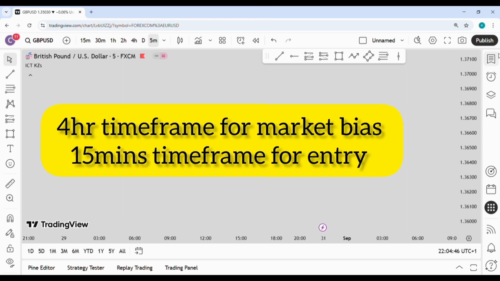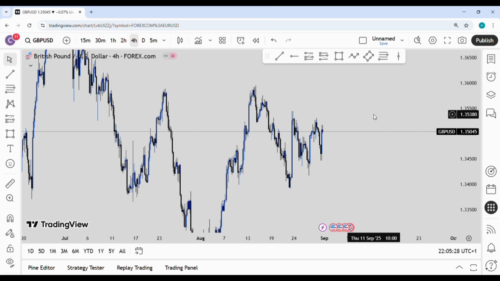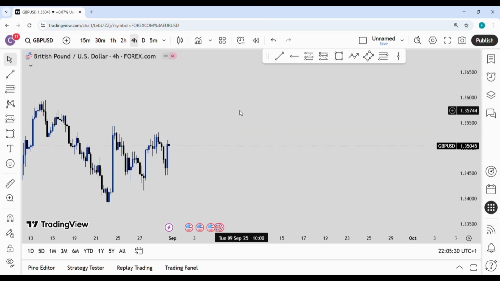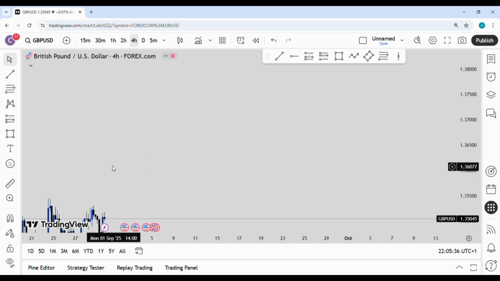So now this is GBP/USD. Let's go to our 4-hour time frame. GBP/USD 4-hour time frame. Now, what does our 4-hour time frame say? Let me do an illustration to show you what we are looking for. In our 4-hour time frame, we'll be looking for our directional bias. That means, where is price currently going? Is price going to the upside or is price going to the downside?